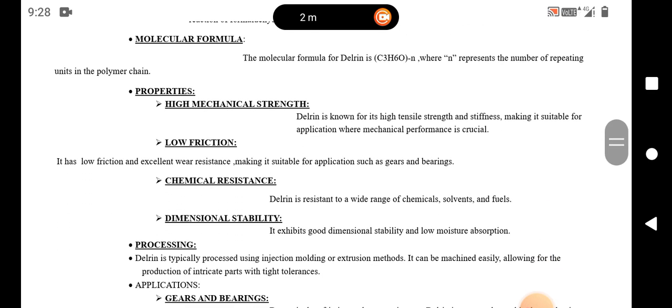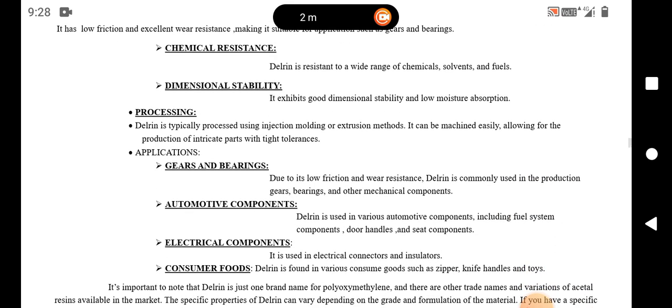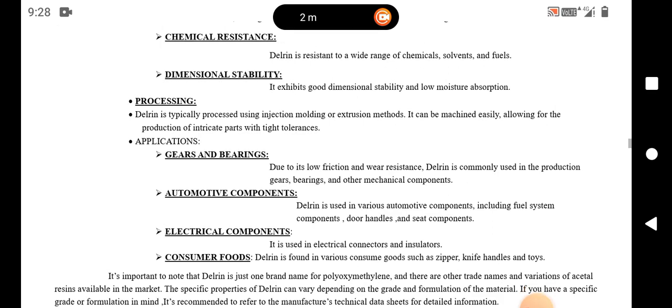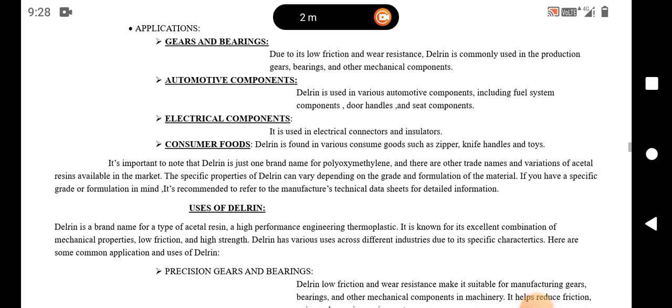Properties: low friction. It has low friction and excellent wear resistance, making it suitable for applications such as gears and bearings. Dimension stability: it has good dimensional stability and low moisture absorption. Processing: Delrin is typically processed using injection molding or extrusion methods. Automotive components: Delrin is used in various automotive components including fuel systems, door handles and seal components.